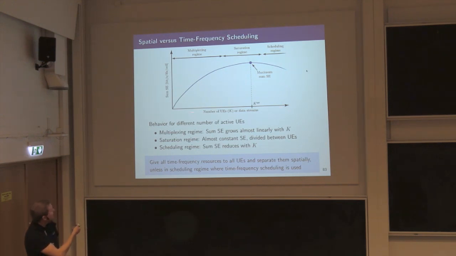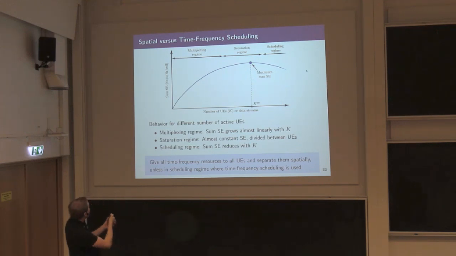So here I'm actually showing the number of data streams that I'm sending. And I'm claiming that it's going to be like this. As I add more users or data streams into the system, the sum spectral efficiency will grow up to a certain point where it has its maximum value, and then it will go down again. Based on that claim, I will define 3 different operating regimes. One of them is the multiplexing regime, where the sum spectral efficiency is almost growing linearly with the number of users or data streams. That means that I add more users into the system, they get almost the same spectral efficiency as the existing users, so therefore it grows.